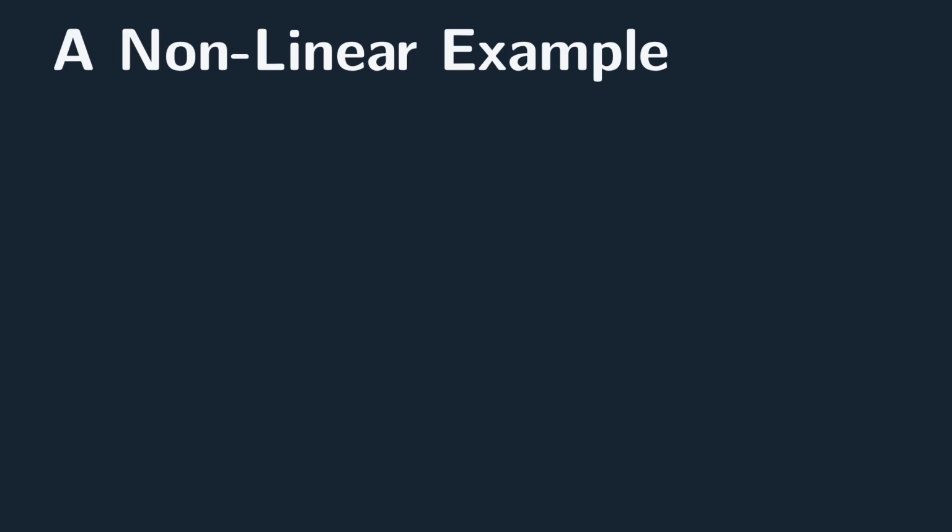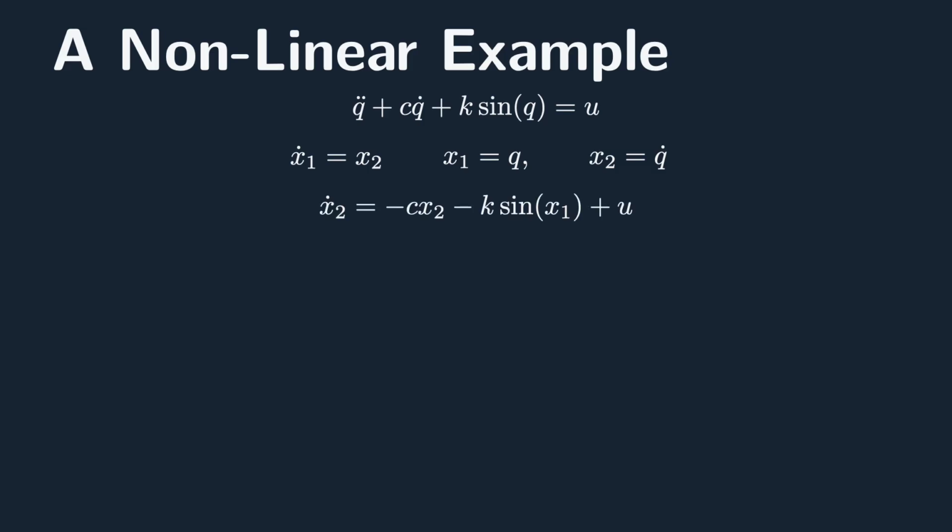Now we apply the state space equilibrium condition to a simple second order example. Suppose we have q double dot plus c q dot plus k sine q equals u. We choose the state variables x1 equals q and x2 equals q dot. So the first state equation is x1 dot equals x2. Rearranging the original equation gives the second state equation, x2 dot equals minus c x2 minus k sine x1 plus u. Together, these give a two-entry state derivative vector.